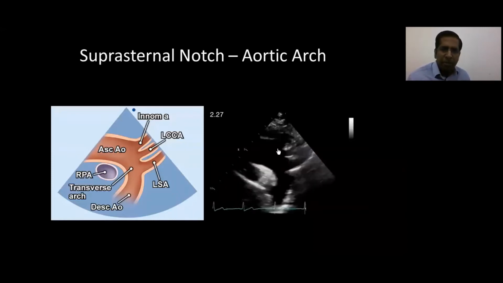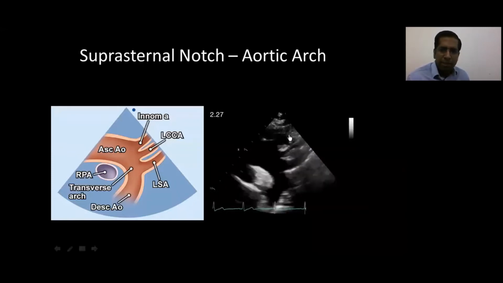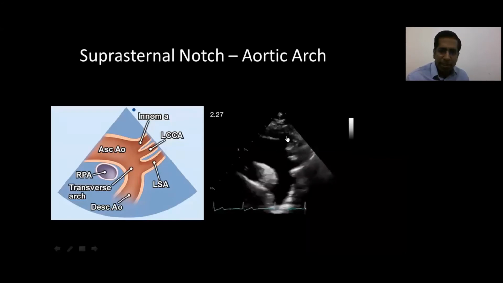And finally, you come to the arch view. And what you see here is the innominate artery, which goes to the right side and gives rise to the right carotid and the subclavian vein. And for the left, you have the left carotid and the left subclavian vein. So this is a view to look at coarctation. It is a good view to look at PDA. You also see the right pulmonary artery.